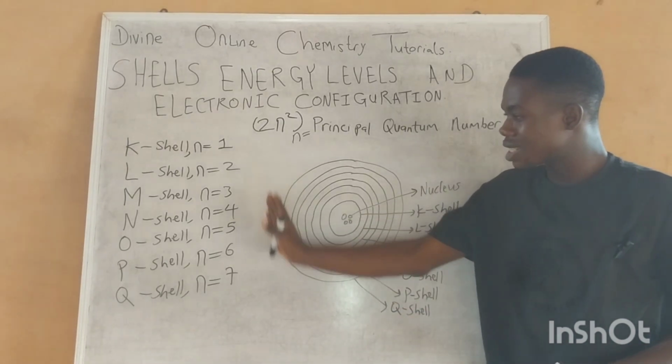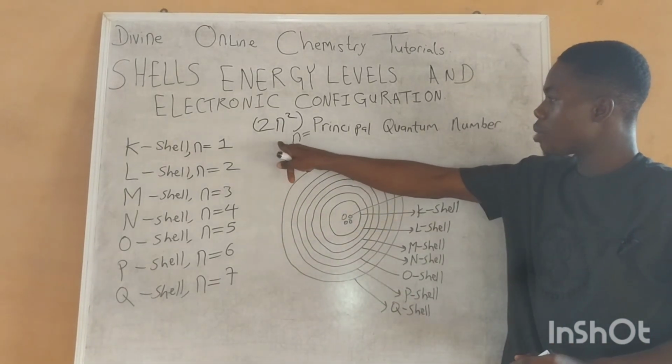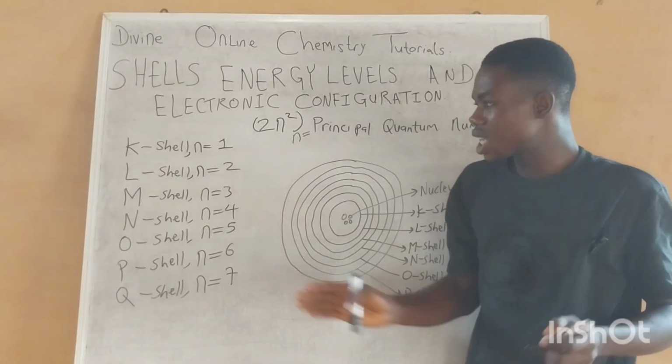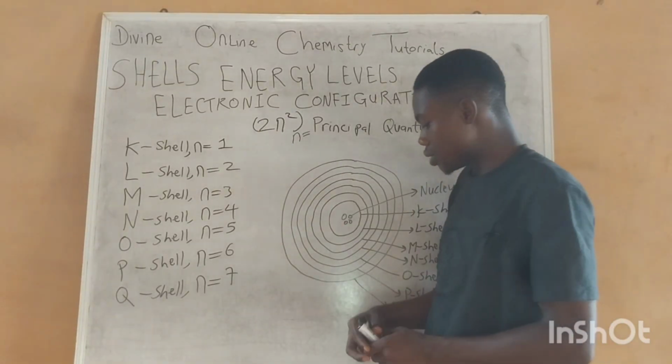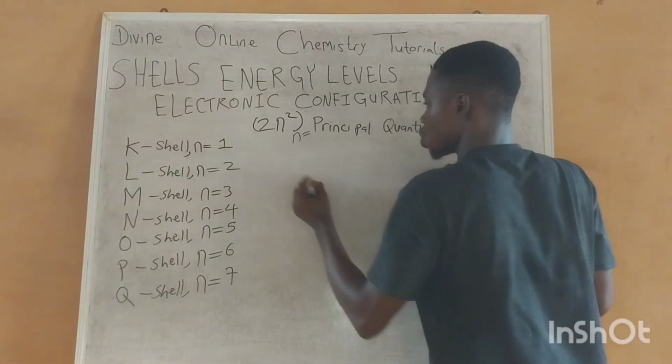So I haven't brought this out yet. Now let's start using this formula to prove the maximum number of electrons that each of these shells can carry. So let's prove it, starting with the K shell.